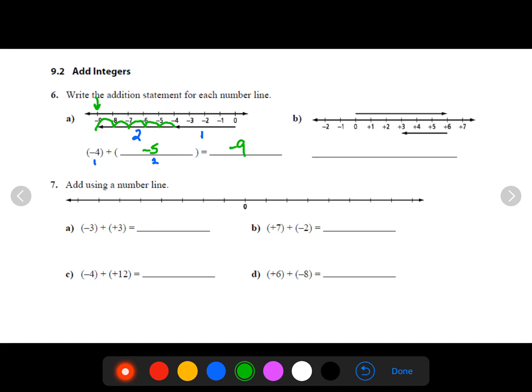Next up, we start at 0, so this is our first arrow. This is our second arrow. First arrow is +6. And then to that we're adding -1, 2, 3 leaps. So -3. And that means we're landing right here, which means our answer is +3.